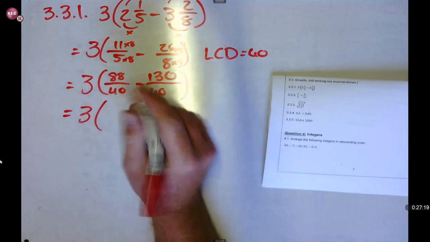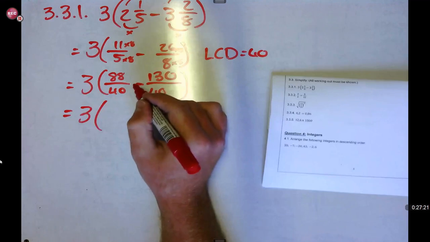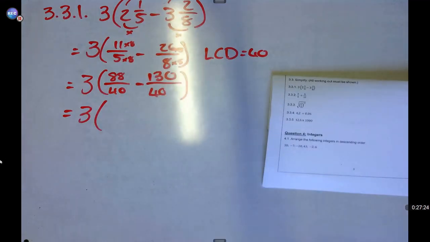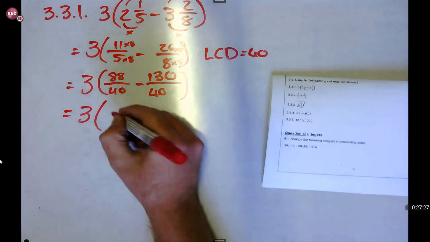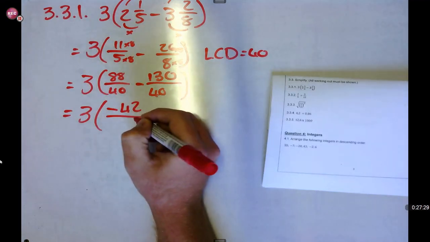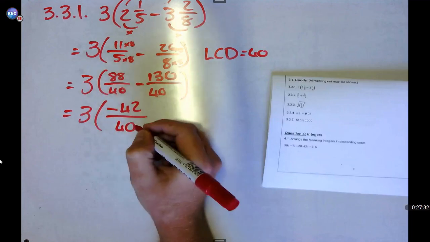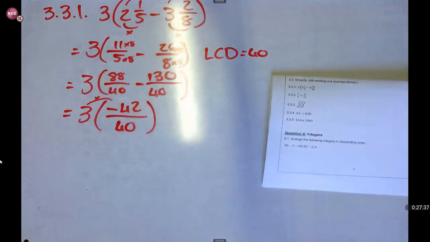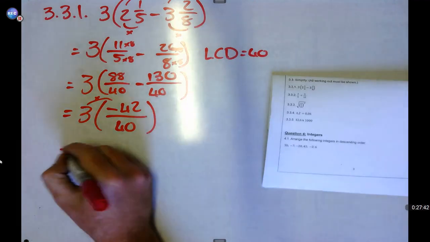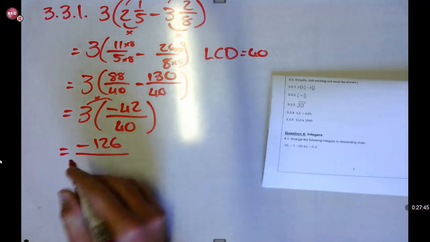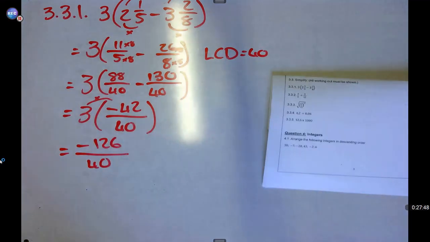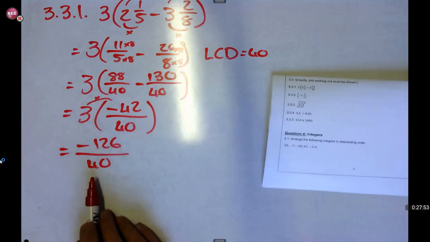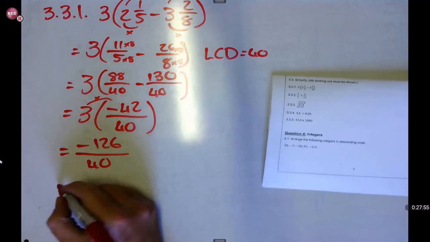So the 3 just comes down until you've got a single term in this bracket. If you say 88 minus 130, you should get negative 42 over 40. So negative 42 over 40. Now you distribute the 3 into the bracket. So if you say negative 42 times 3, you should get negative 126 over 40. Now you need to go and look: how many times does 40 divide into negative 126?